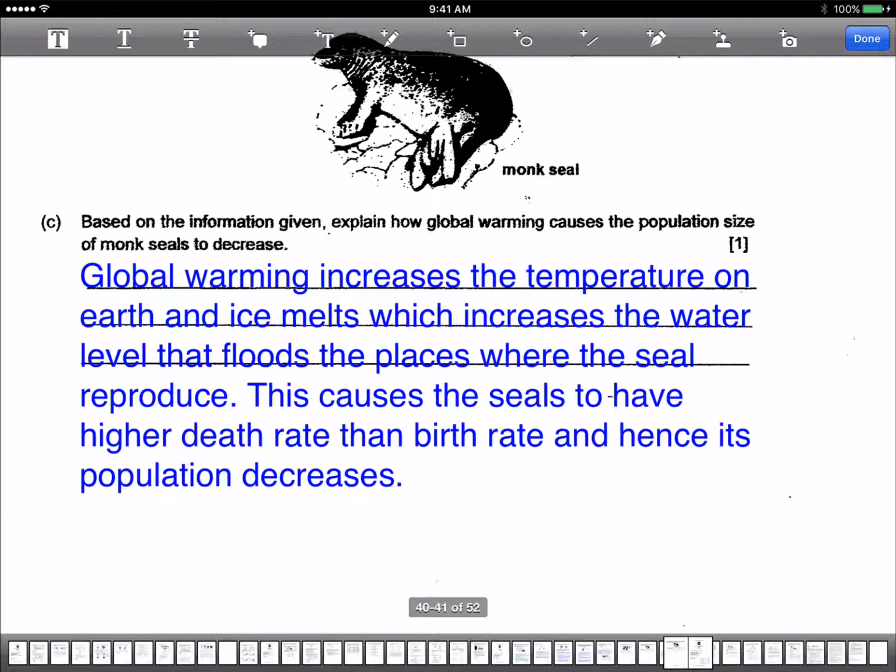Can I write, the sea tides will rise due to global warming, making it difficult for the monk seals to find a dry and desolate space on the shore to rest, give birth and nurse their young. Thus the population size will decrease. Yeah, same idea. Any others?